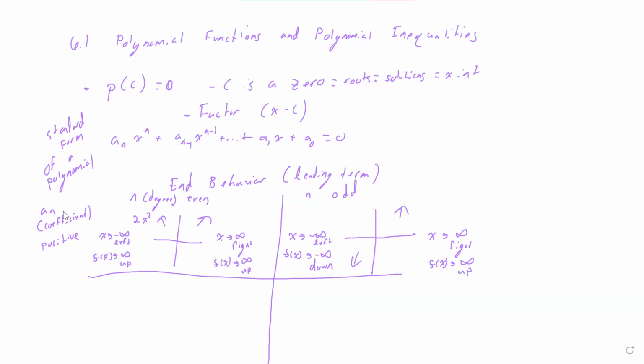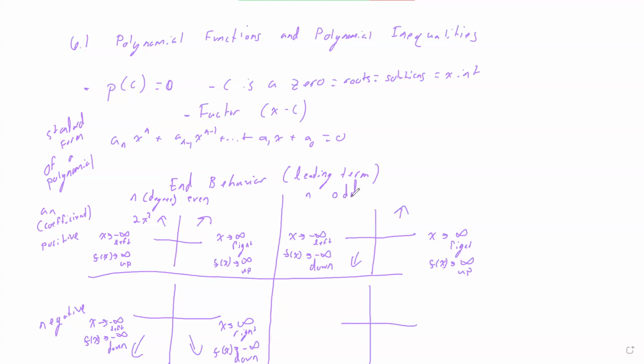Now, if the coefficient is negative, then the function will resemble this. As I go to the left, f of x will go down. So this is left and down. And as x goes to the right, f of x will also be going to negative infinity, which is down. If it is odd and negative, the function will look like this.